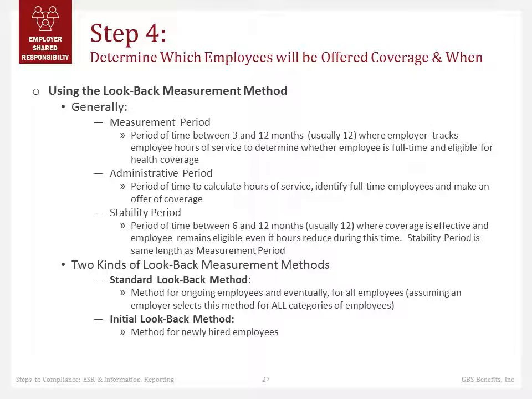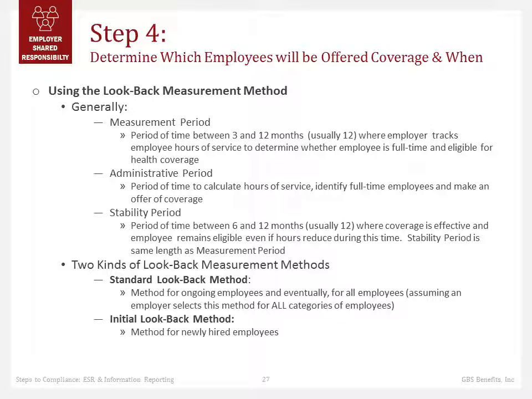Now, it's important to understand, and you've probably picked this up already because of that graphic of the 3 categories of employees that you have to worry about, but there are 2 different kinds of look-back measurement methods. They are similar in a lot of ways, but they also have some differences, so you need to understand them. We have the standard look-back method and the initial look-back method. The standard look-back method is a method for all ongoing employees and eventually for all other employees, assuming, like I said, you've selected the simple approach that we suggest, which is you're using the look-back method for all categories of employees. So the initial look-back method is a temporary method for newly hired employees until they become an ongoing employee.